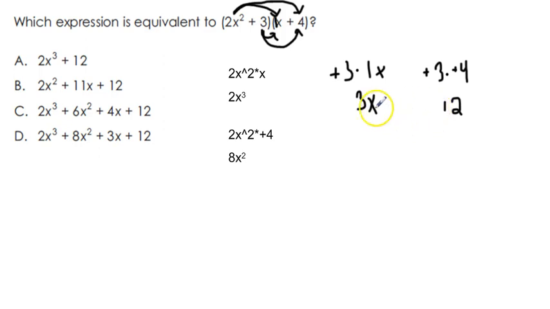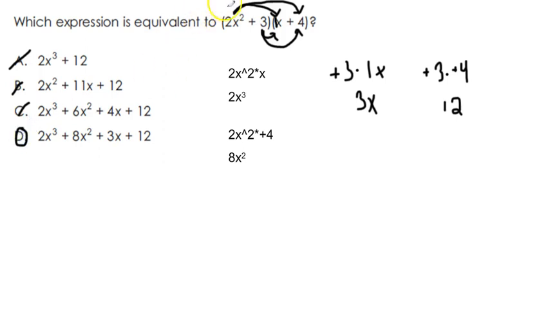Okay, so we're looking for the answer that has all of these parts. 2x to the third power, that rules out b. 8x squared, that rules out a. That rules out c. So it's got to be the last one. 3x is there, 12 is there. They're all positive, so they put plus signs in them, and there's our answer.